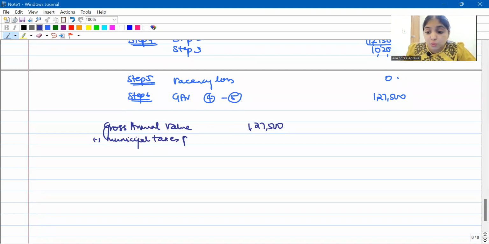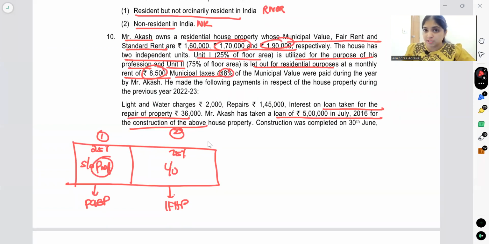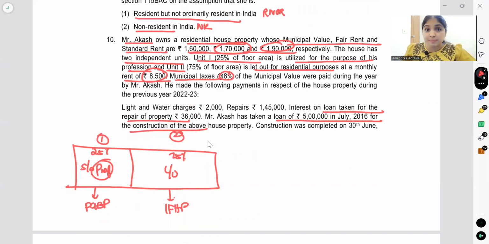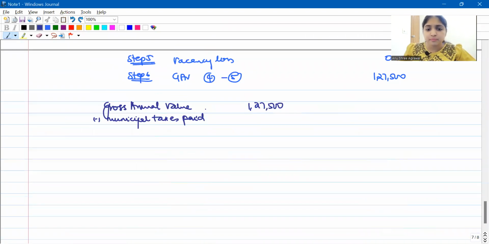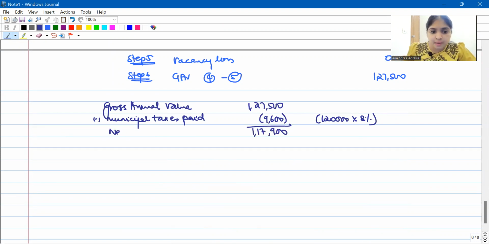This word paid has huge significance. I consider municipal taxes only if I have actually paid them. Municipal taxes are 8% of the municipal value. I want only the municipal value of the 75% of the property, which is 1,20,000. So this 1,20,000 into 8%, how much municipal taxes have we paid? We have paid 9,600. So net number 1,17,900. This becomes our net annual value.